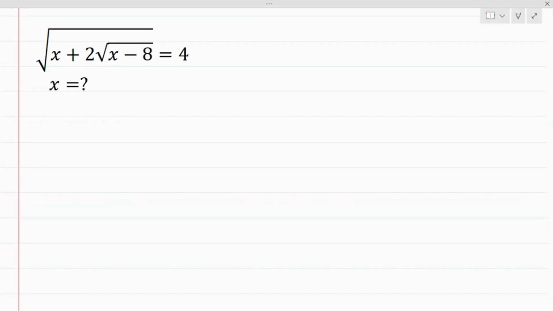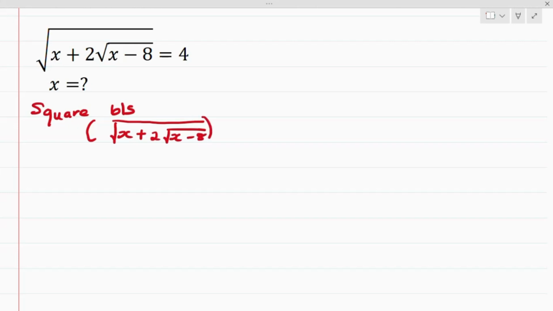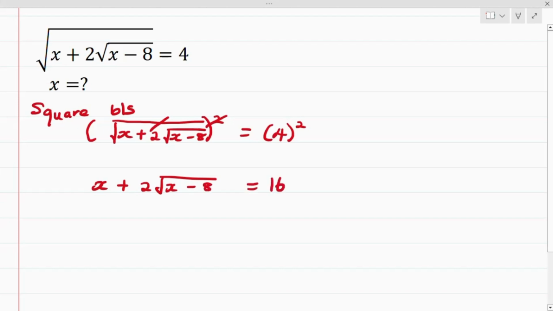So right here guys, we have this Oxford entrance exam question and we are to find the value of x. The first thing you want to do right now is to simply square both sides. Squaring both sides, we have the square root of x plus 2 multiply the square root of x minus 8, all squared, equals 4 squared. So we cancel out the square root, and we have x plus 2 multiply the square root of x minus 8 equals 4 squared. We have 4 squared to be what?